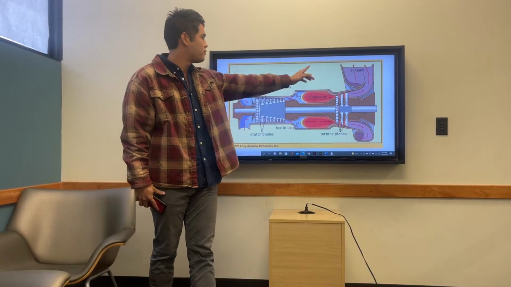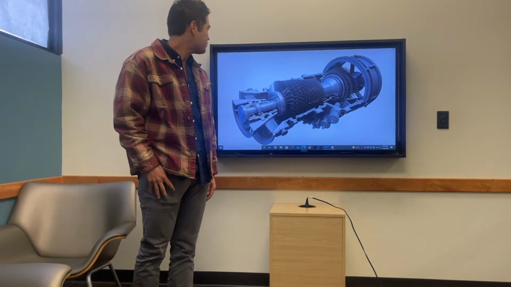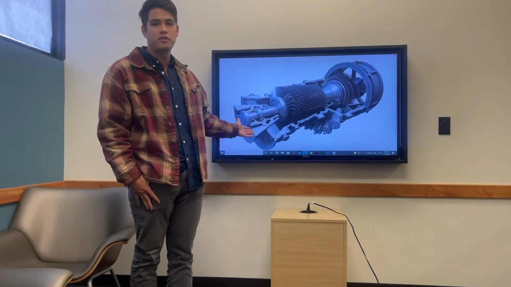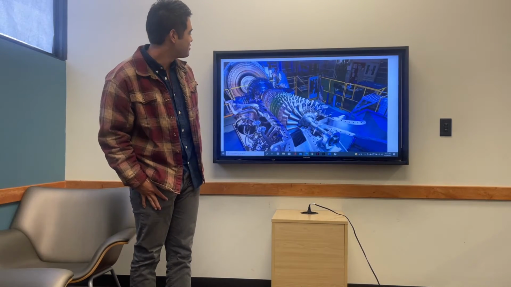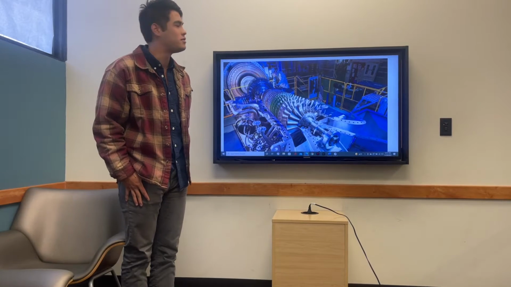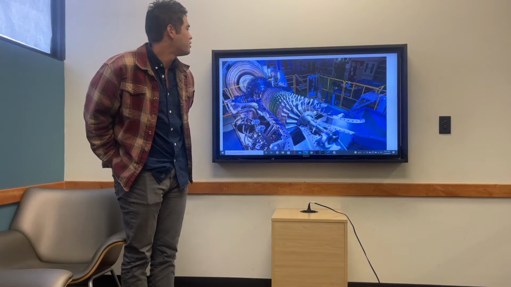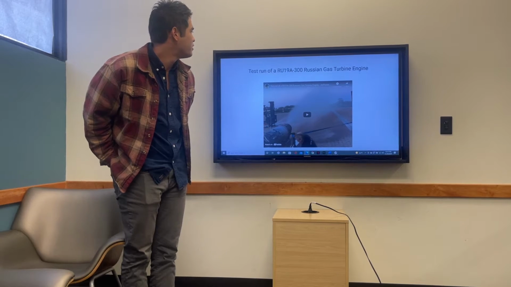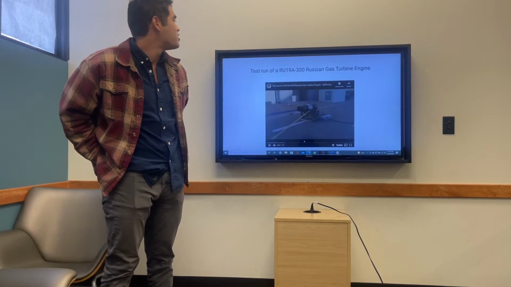So nice little cross section. Next slide. This is a picture of a gas turbine. Got one more coming at you. The next one. Yeah, they're quite large too, as you can see, and they range from various sizes. So, this is an example of a gas turbine engine running.